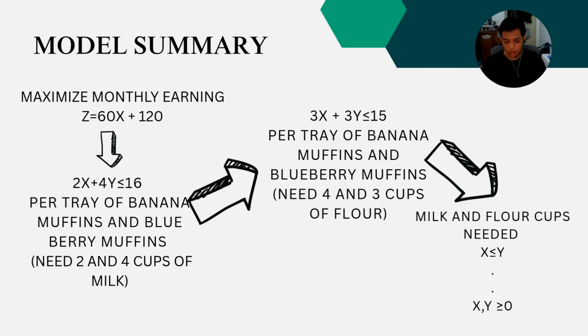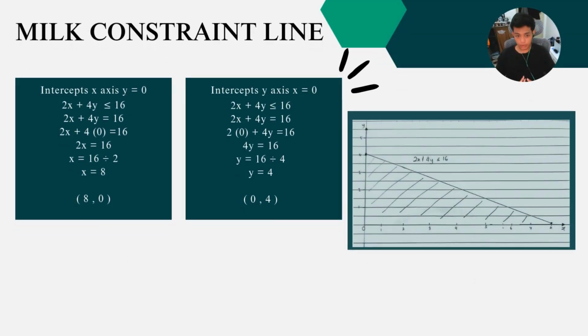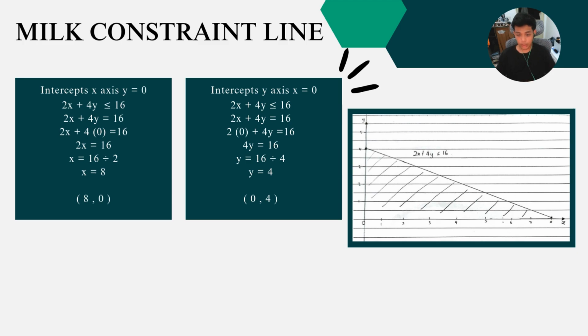This simply means we cannot produce a negative tray of muffin. Next, I will be presenting a part of the linear programming model, which is a fundamental topic in operational research. Especially, I will explain the first constraint line, which represents one of the limitations in a linear programming problem.